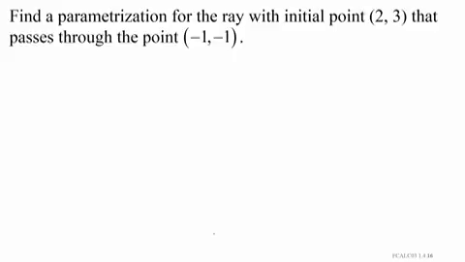Find a parameterization for the ray with initial point 2, 3 that passes through the point negative 1, negative 1. Pause the video while you work on this problem. When you are finished, restart the video and check your solution.